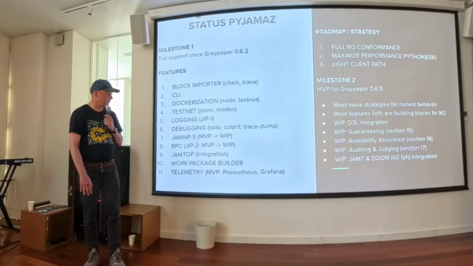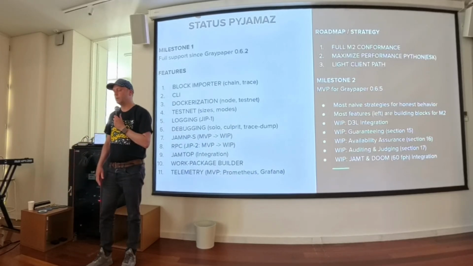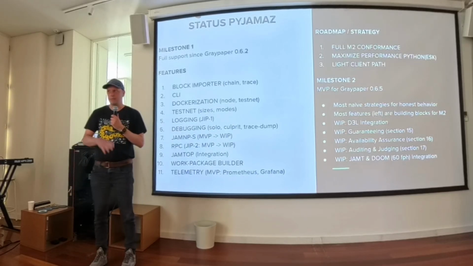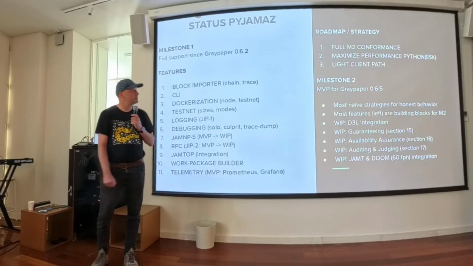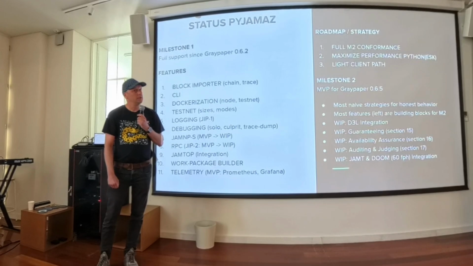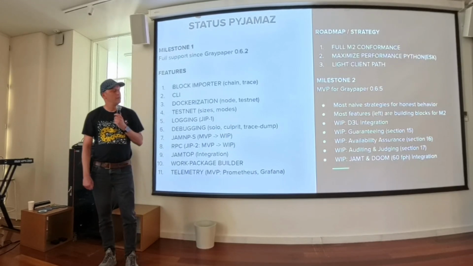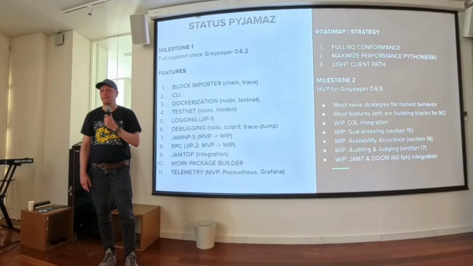With Grafana and Prometheus, it will probably be replaced by something the community is using. So, as for roadmap and strategy, our intention is to fully implement the Gray Paper, the explicit stuff and the implicit stuff, because it's the only way you can wrap your head around it.